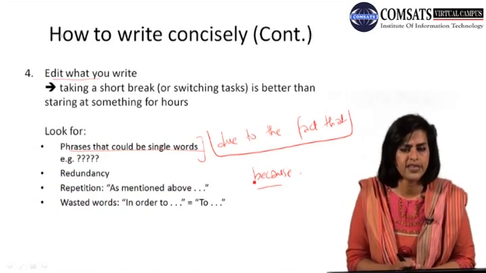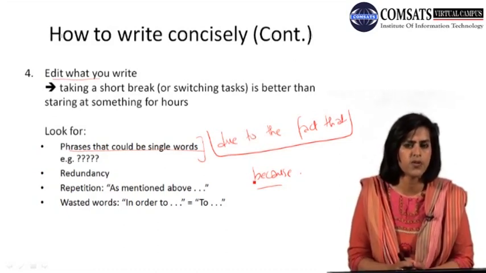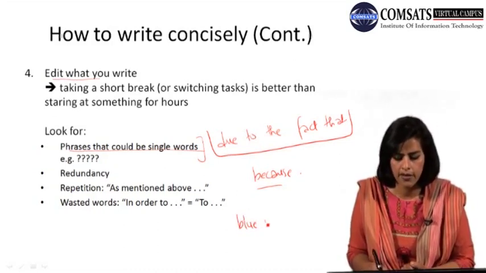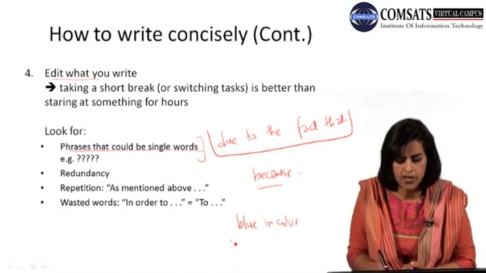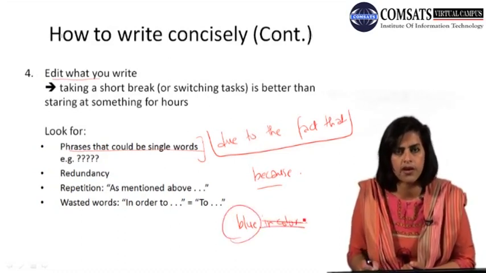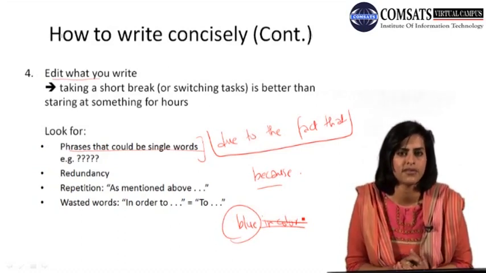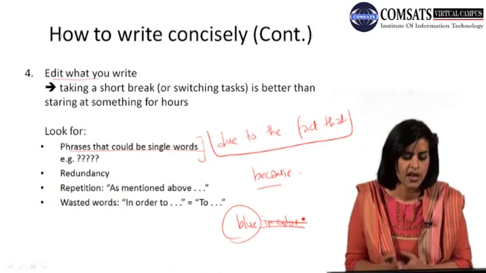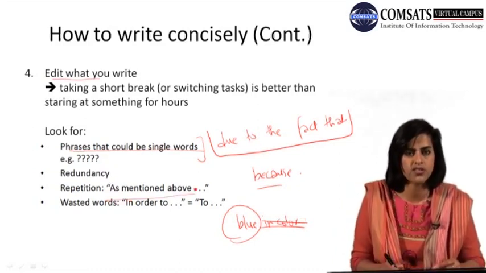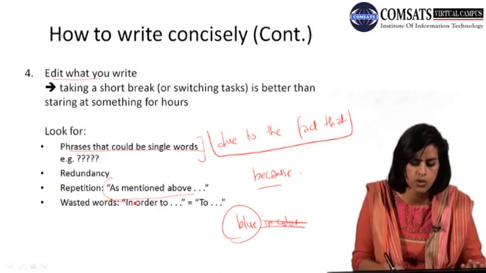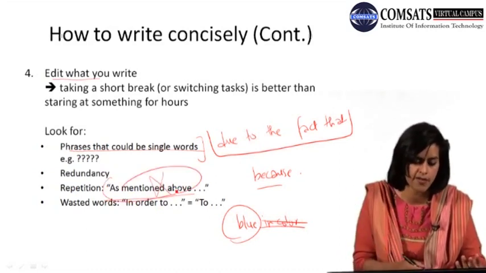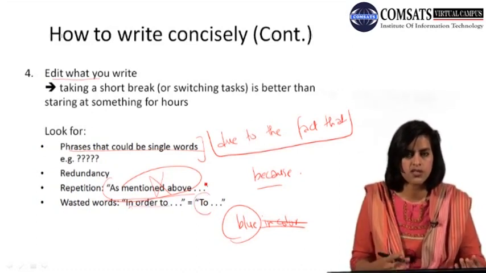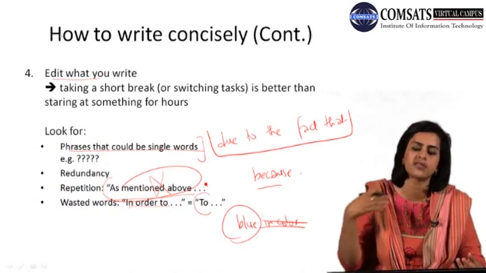Then redundancy, the redundant categories that we discussed in our previous lecture as well. For example, "blue in color." Blue itself is a color, so saying "blue in color" would be a redundant idea. We are going to avoid this redundancy. Repetitions as mentioned above: this is again one repetition. You are not going to repeat things which are already mentioned above. Wasted words, like "in order to," you can simply say "to." This is how you can write concisely.